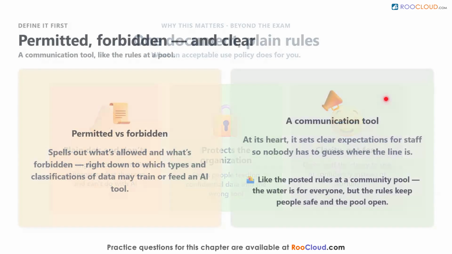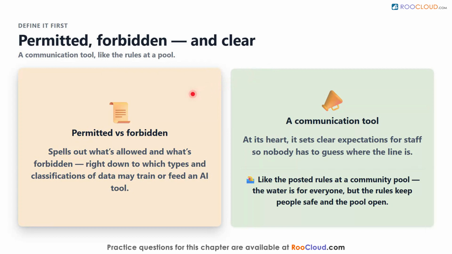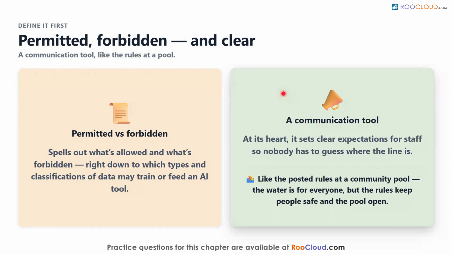Let's define it first. An AI acceptable use policy spells out what the organization has decided is permitted and what is forbidden, right down to which types and classifications of data may be used to train or feed an AI tool. At its heart, it is a communication tool. Its job is to set clear expectations for staff so nobody has to guess where the line is.